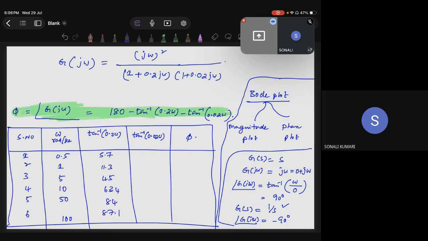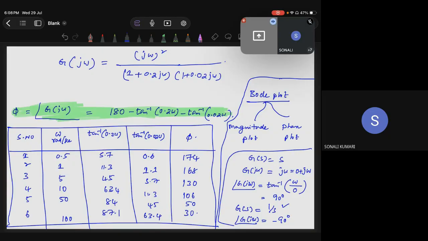Is there any doubt in this substitution? You can do that using a calculator. Similarly, this term would be 0.6, 1.1, 5.7, 11.3, 45, 63.4. That is the second term. Finally, subtracting everything from 180, you'll get 174, 168, 130, 106, 50, 30. Is this table clear?